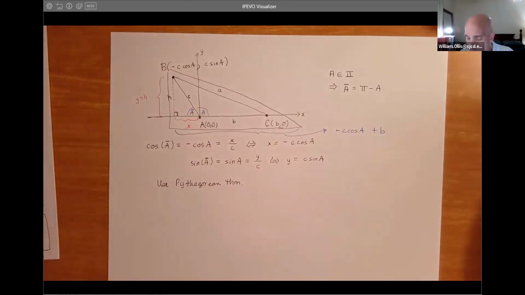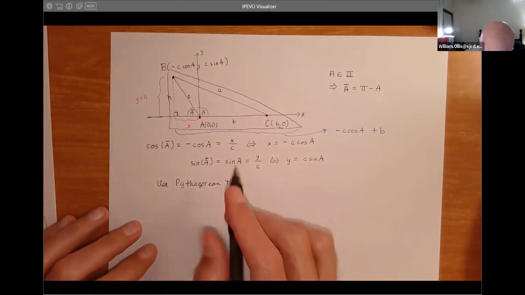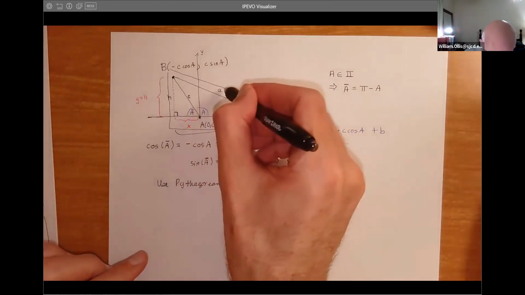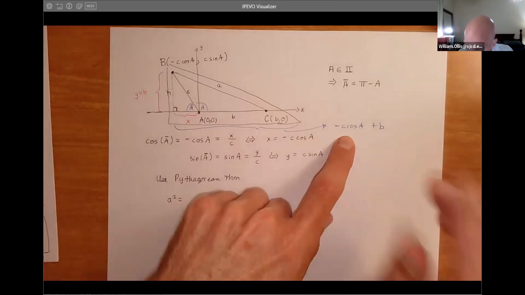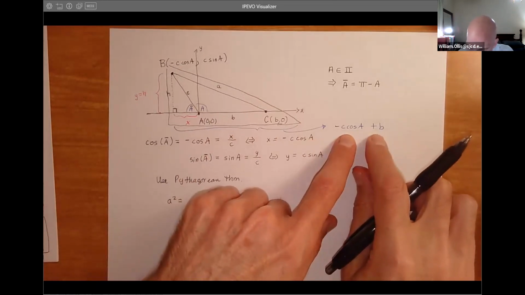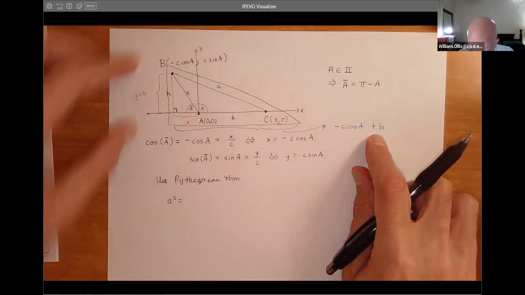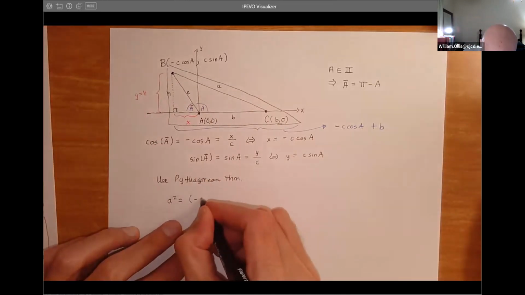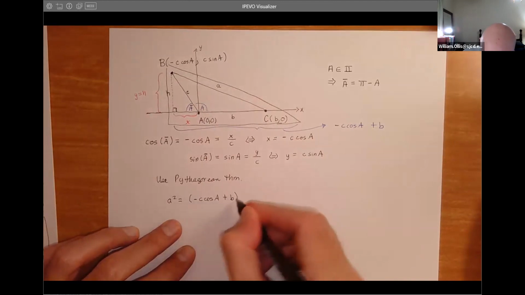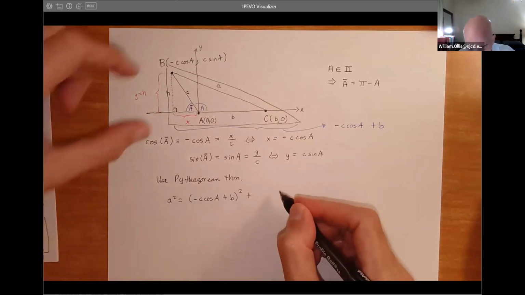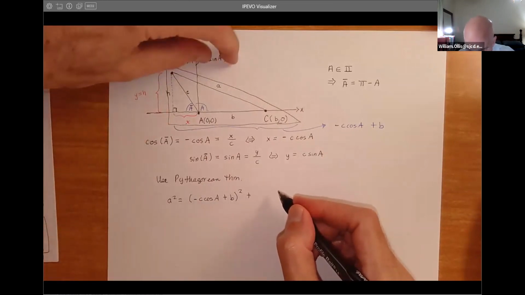Okay, so the beauty here is that distances for a triangle, side lengths, are non-negative, or basically positive. So use the Pythagorean theorem. Here's the hypotenuse right here, so we have A squared. This is one of the legs right here, and the other leg is right here. So we get minus c cosine A plus B squared. And then the other leg is this guy right here, which is c sine A.